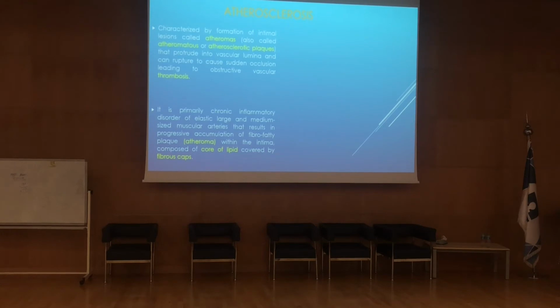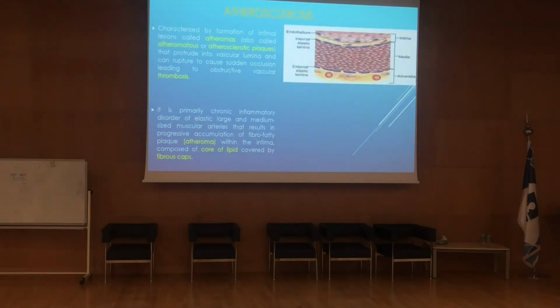So, this atheromatous plaque has a core of lipid with a fibrous cap. The core of lipid could be either foamy macrophages along with the lipid, or smooth muscle, inflammatory cells, and then there is the fibrous cap, which is formed by smooth muscle and extracellular matrix. Clear? Good. So this is how it looks.